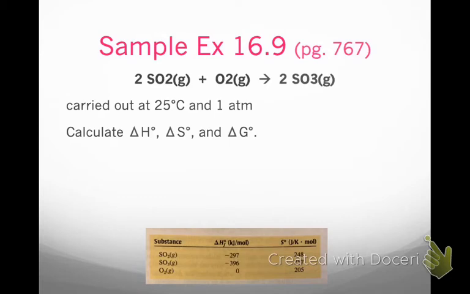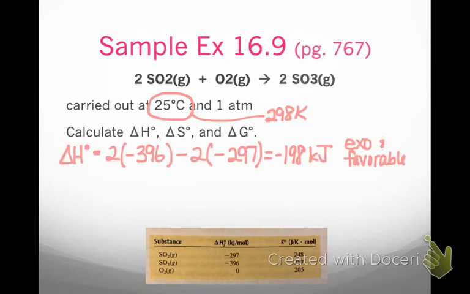So here's the first example. We're looking at the reaction of sulfur dioxide and oxygen gas to give us sulfur trioxide. It tells us it's being carried out at 25 degrees C and 1 atm, and we're asked to calculate enthalpy, entropy, and Gibbs free energy. So we're calculating three things. You can see that I have at the bottom of the page the heats of formation and the entropy values at standard state. We can use these to calculate H and S and then calculate delta G using those two values. This is done at room temperature, so 25 degrees C, which is going to mean 298 K when we get to using this for delta G.